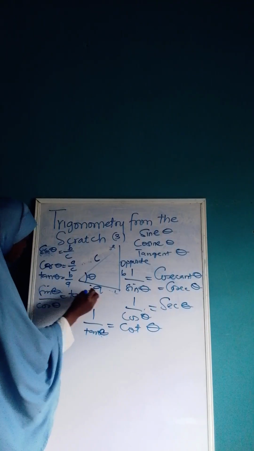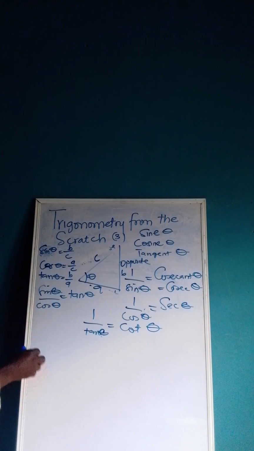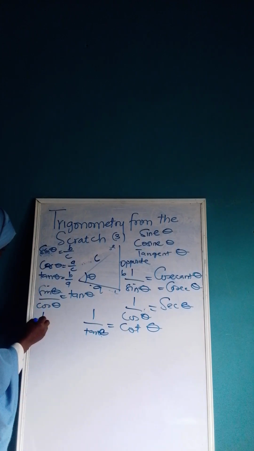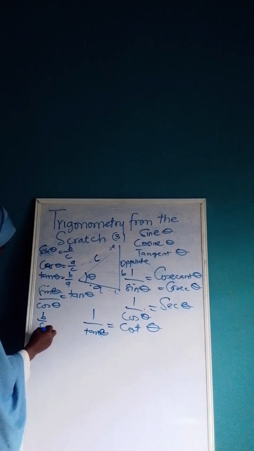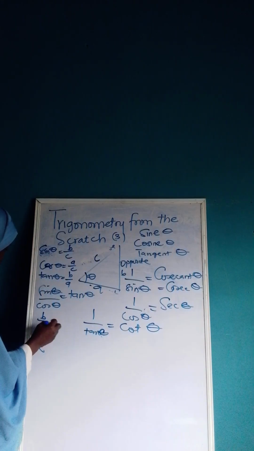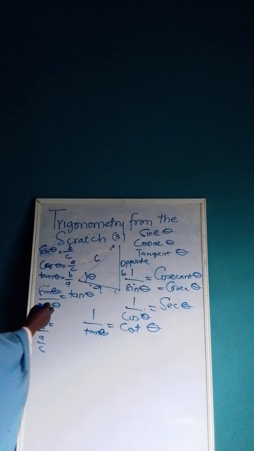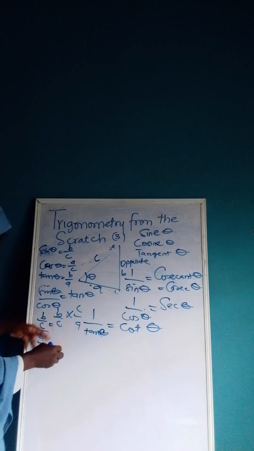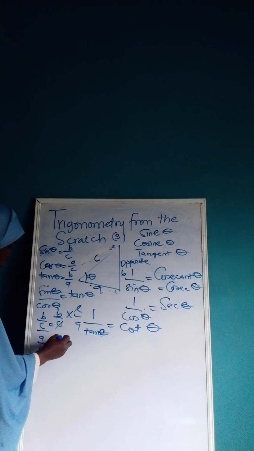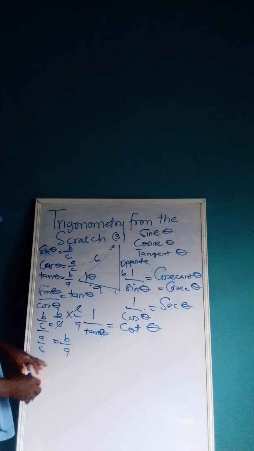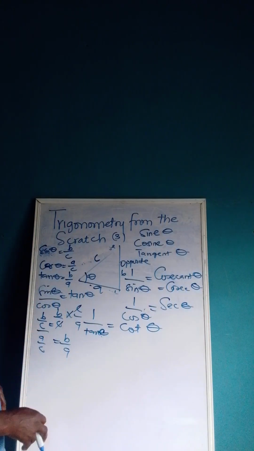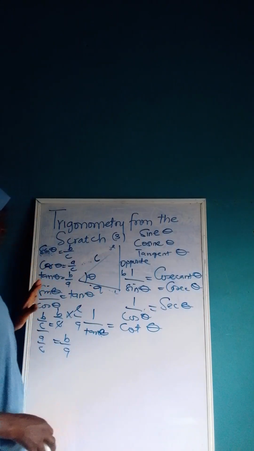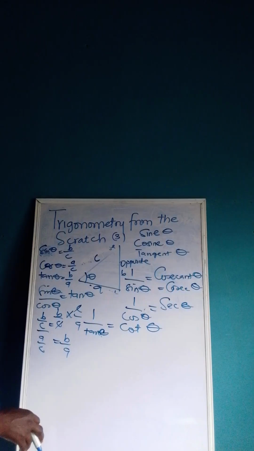Now let's prove it. Sine theta is the same thing as B over C, and cos theta is A over C. So if you apply the division law, B over C will be multiplied by C over A. So it is equal to B over A. And tan theta is truly opposite over adjacent, which is B over A.